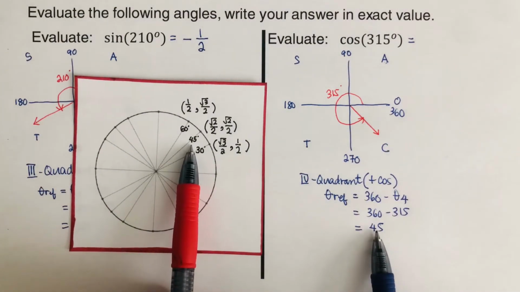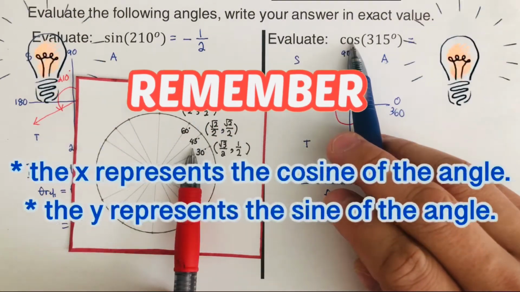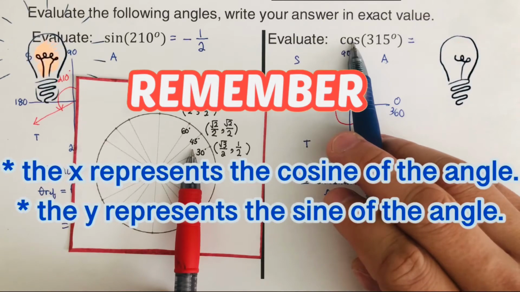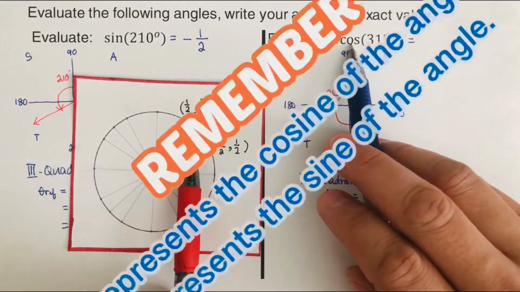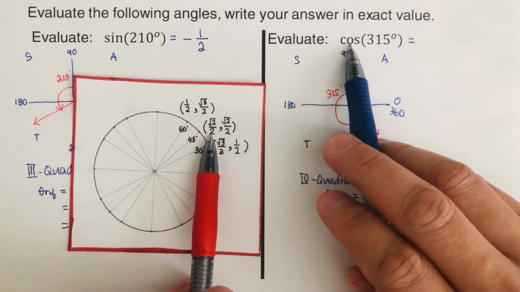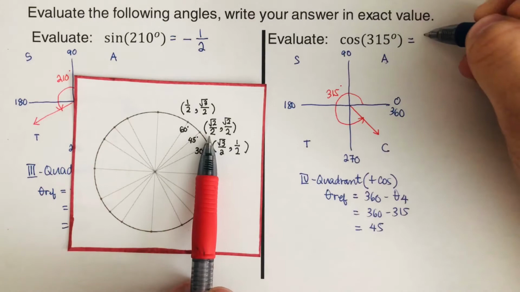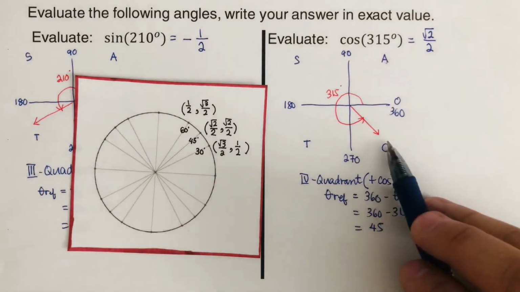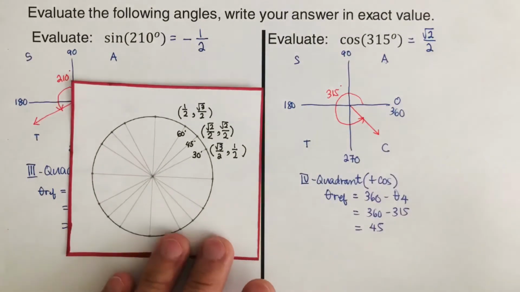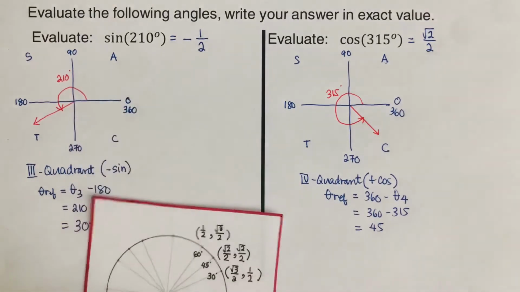And since we are looking for cosine, we remember that the x represents the cosine and the y represents the sine. So this means that we're going to look at the x value of 45, and that is square root of 2 over 2. So then I can go ahead and write that up here. Square root of 2 over 2. Again, that's positive because that's in the fourth quadrant. Did you get the same answer as this? Good. Perfect.